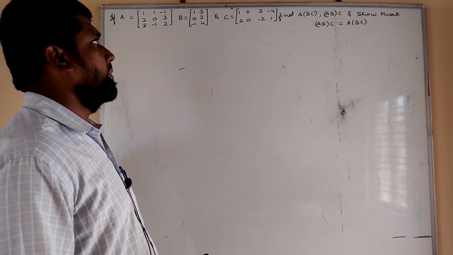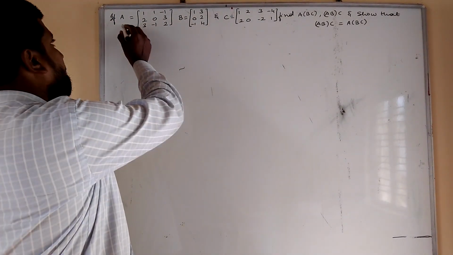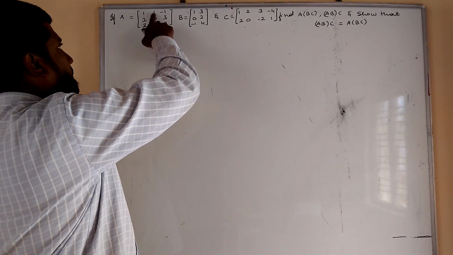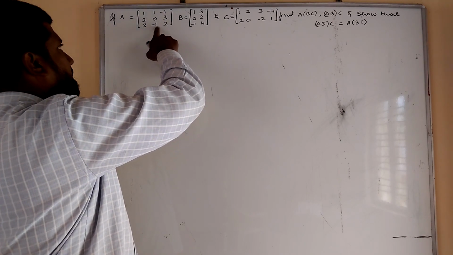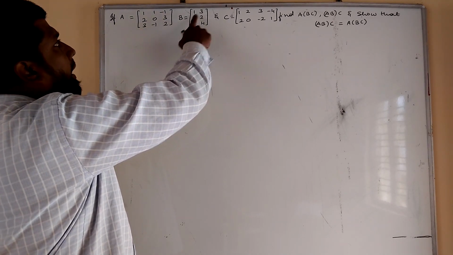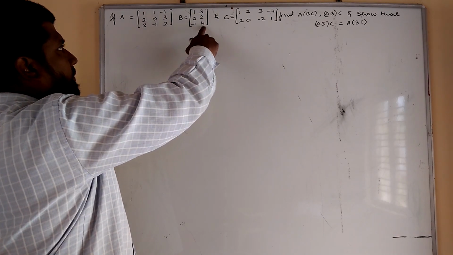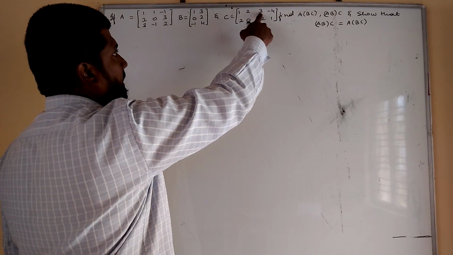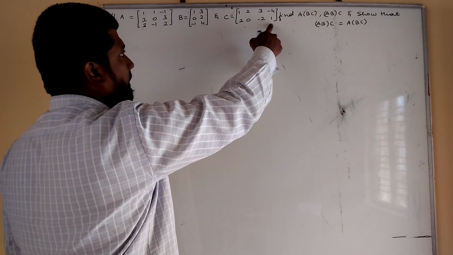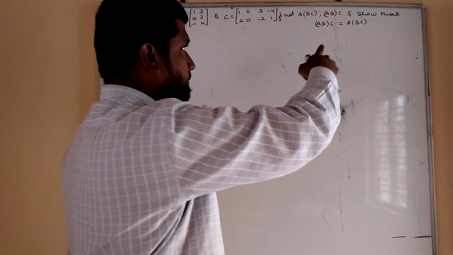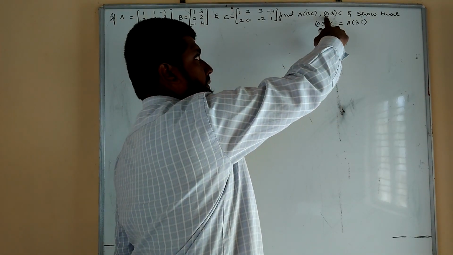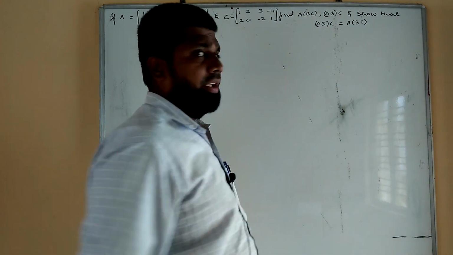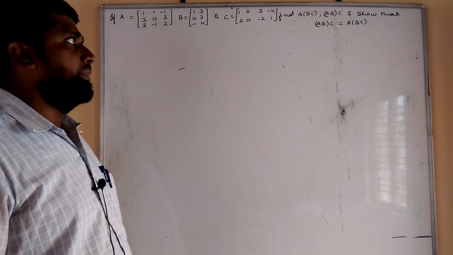Let us go for the next type of problem. If A is equal to the matrix 1 1 minus 1, 2 0 3, 3 minus 1 2 of order 3 cross 3, B is equal to 1 3, 0 2, minus 1 4 of order 3 cross 2, and C is equal to 1 2 3 minus 4, 2 0 minus 2 1. Find A of BC, AB of C, and show that AB into C is equal to A into BC.